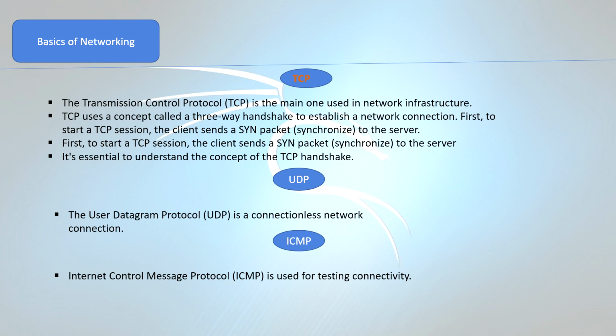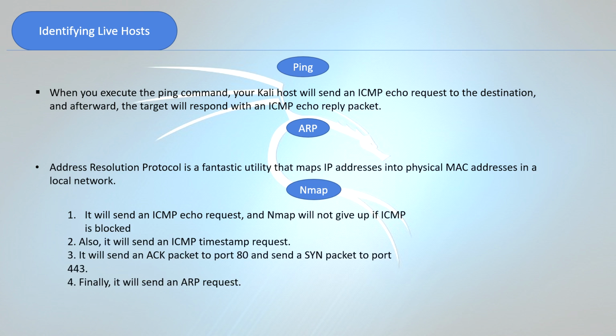The User Datagram Protocol is a connectionless network protocol. ICMP is the control message protocol for testing connectivity. Then, identifying live hosts with ping. When you execute the ping command, your Kali host will send an ICMP echo request to the destination, and afterward the target will respond with an ICMP echo reply.